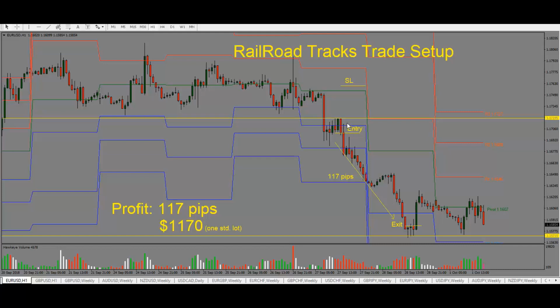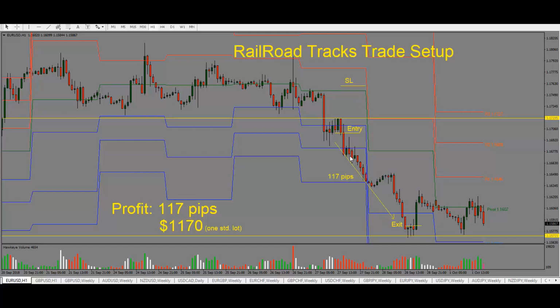Once we enter the trade short, our stop can go on the other side of this daily pivot or just on the other side of this candle here. We just want to make sure that we are giving the trade enough room to breathe just in case price decides to go and test this level higher.